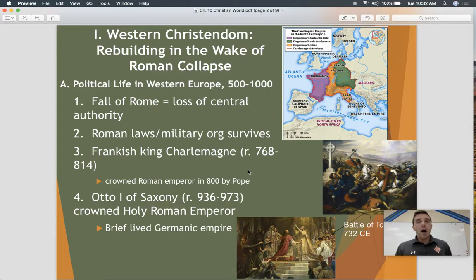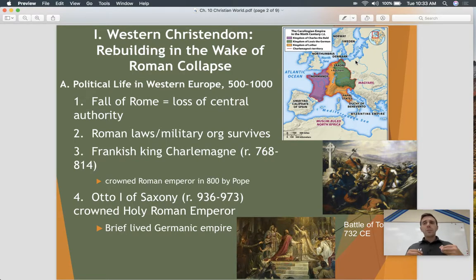So with the fall of Rome, you've got a loss of central authority. Looking at this map, you see an example of empires that come about after Rome in kingdoms, and I'll show you a little bit about that, particularly with Charlemagne, point number 3. But when you didn't have Rome there, there is a lack of central political military authority in Europe, because Rome had more or less dominated the Mediterranean region up into 500 CE, after it falls in 476.